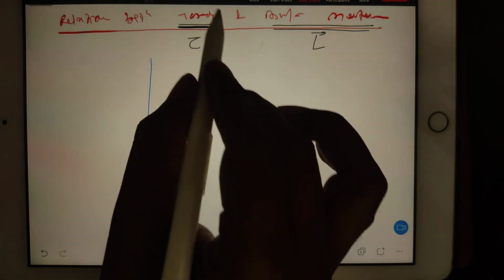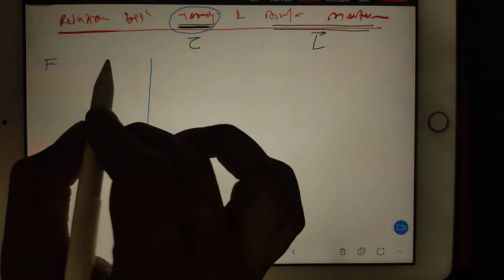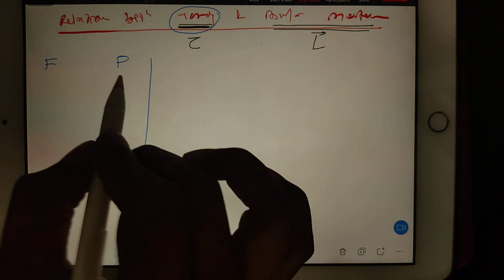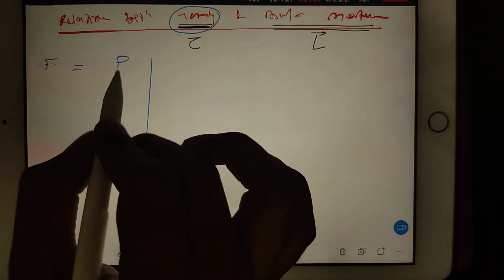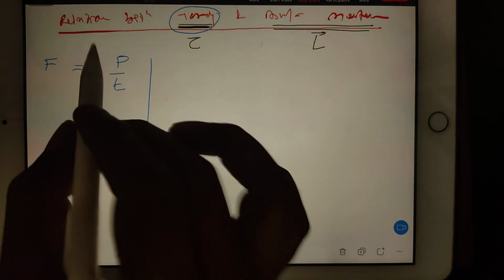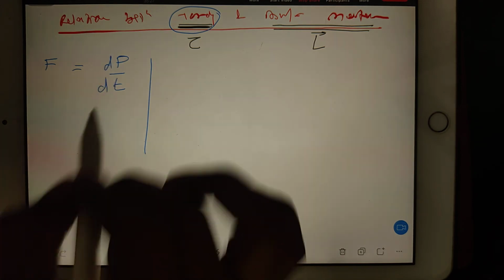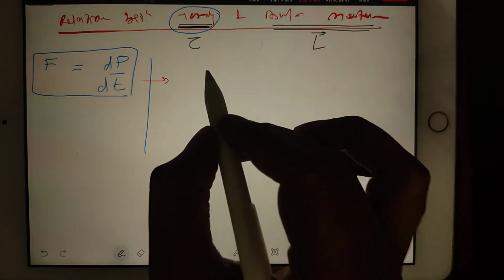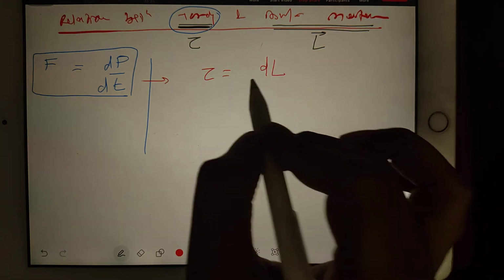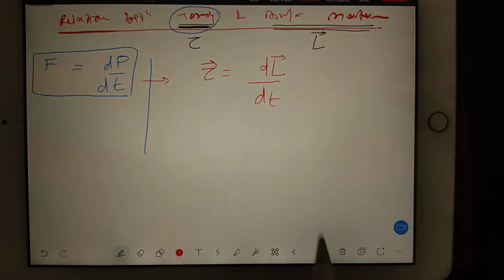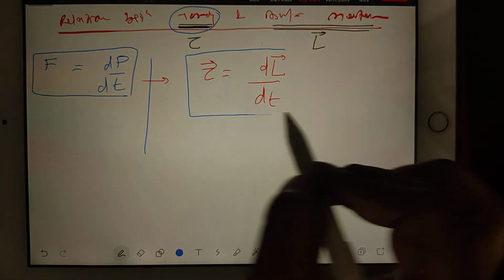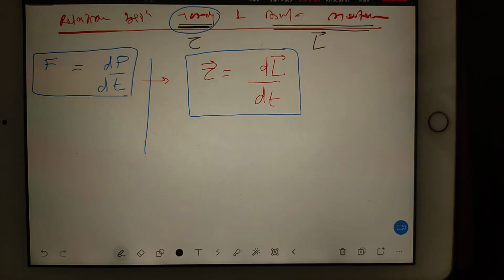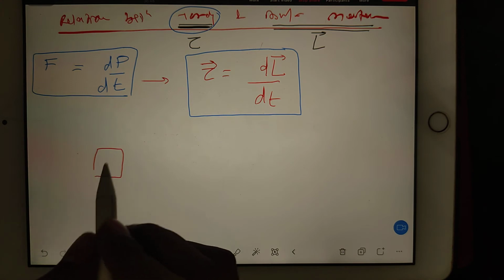In linear physics, torque corresponds to force and angular momentum corresponds to normal linear momentum. So whenever you divide momentum by time, or say in Newton's second law, what we used to write is dp by dt. Exactly the same concept you can copy in rotational physics: tau is equal to dL by dt. This is a vector, this is a vector. So this is the final expression that relates tau and L. Copy down this fast.